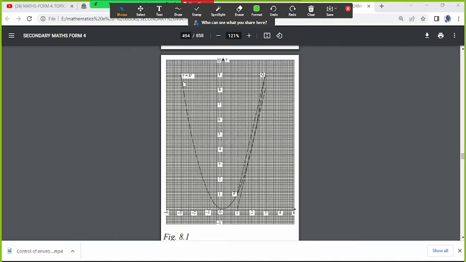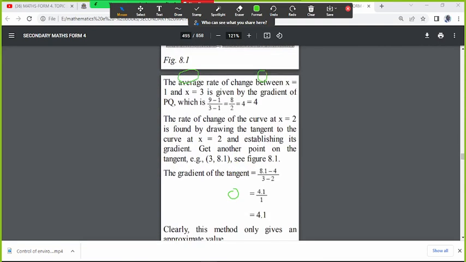If we have a curve y equals x squared, this is a curve, and we draw this, what behavior do we get from this behavior. Now we have 2 points, Q and P. So the average rate of change between P and Q is the gradient of the straight line joining PQ. That's what we agreed yesterday.